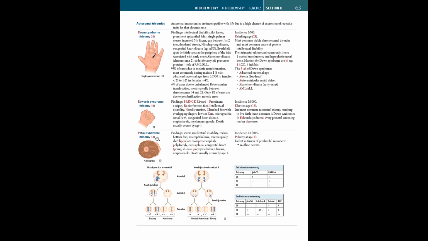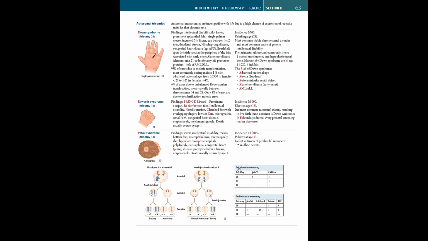And remember, Patau syndrome, P can stand for puberty at age of 13, so trisomy 13. And this is basically a defect in fusion of the prechordal mesoderm, leading to midline defects. And this is cutis aplasia, which is a bald spot at the center. So like I said earlier, trisomy has an extra chromosome leading to 3 chromosomes in total per cell, whereas monosomy has only 1, so this is why it's incompatible with life.